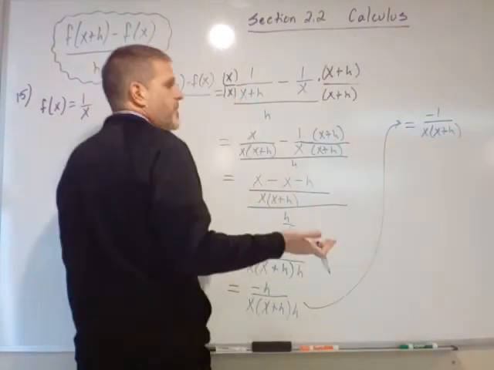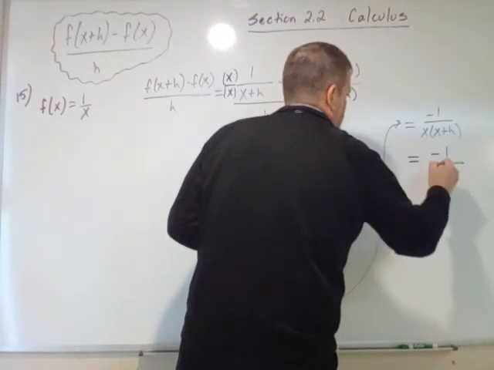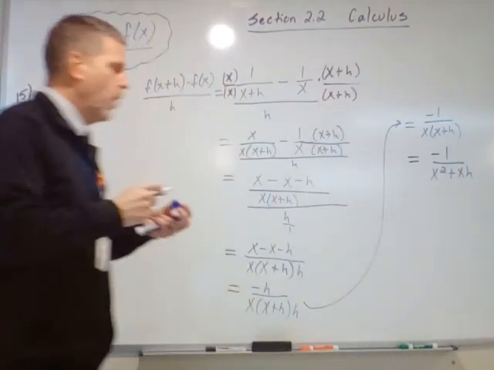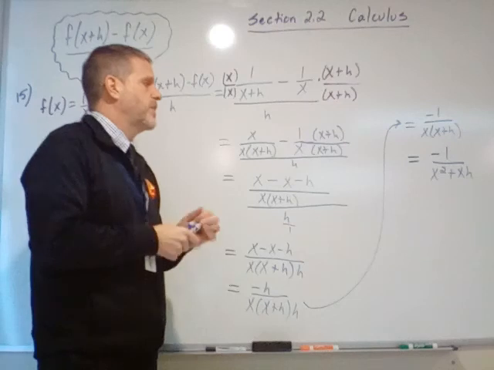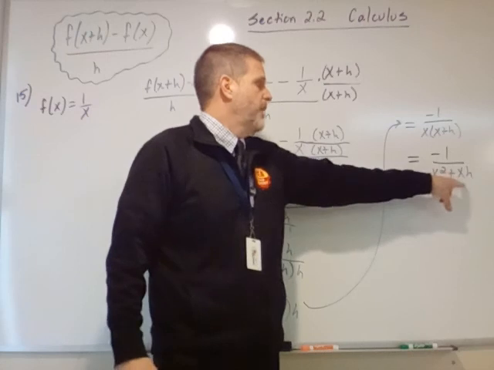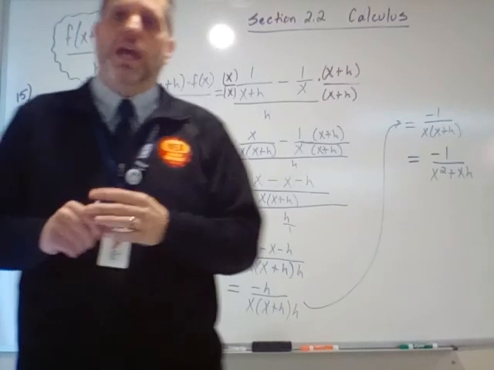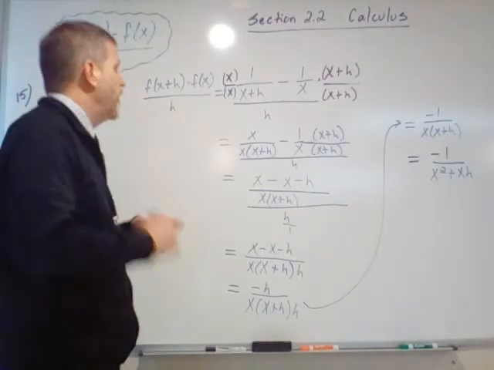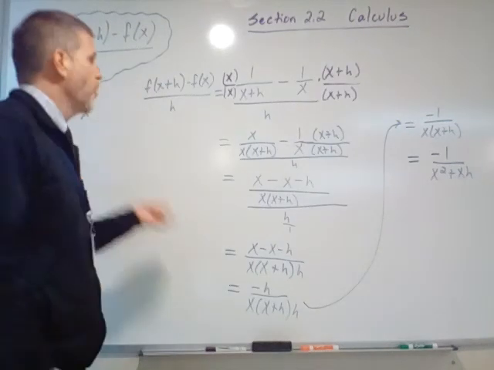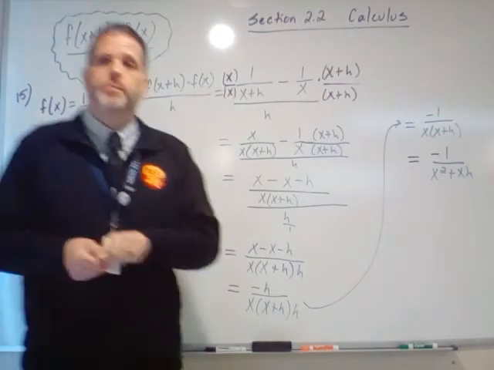Okay, now that is a legitimate answer right here. However, the textbook probably has -1 over x squared plus xh. Okay, but either one of those would suffice as an answer. Obviously, we can distribute the x over the x plus h to get the x squared plus xh. Don't forget about the negative sign in the numerator here. Okay, and we've evaluated the difference quotient of this format, f of x plus h minus f of x, for the function 1 over x. Okay, and that's the difference quotient.